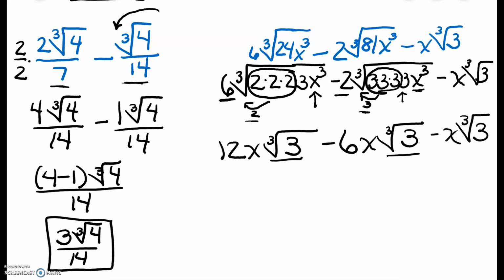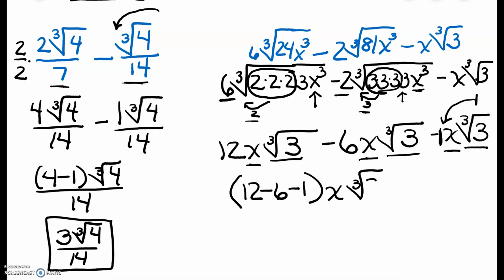And when I'm done, I notice that all of these are like terms, because not just the radicals, the index and the radicands of the radicals are identical, but also the variables in front. I have all x's. So I'm going to add and subtract the numbers that are in front. And remember, again, we have a missing number. It's assumed to be 1 minus 1 x cube root of 3. So what's 12 minus 6 is 6 minus 1 is 5 x cube root of 3.